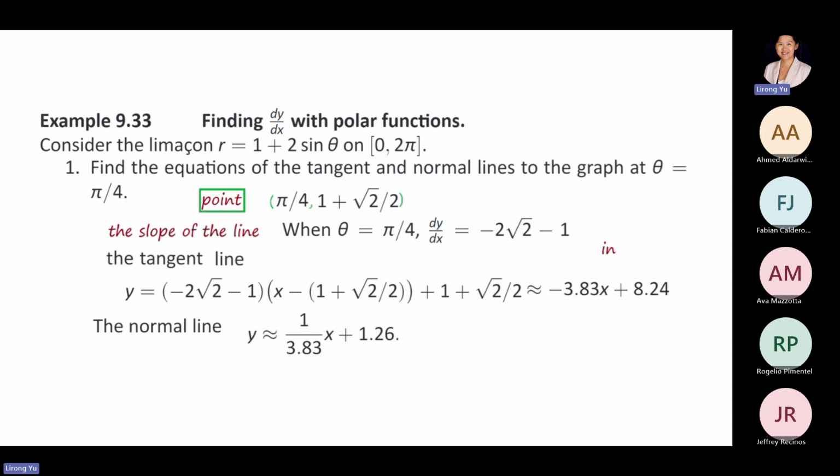Any question? And then 1 plus root 2 over 2 is the x value. The x value and y value are equal to the same thing because it was pi over 4. The line of pi over 4 is a 45-degree angle. So at a 45-degree angle, x equals y.